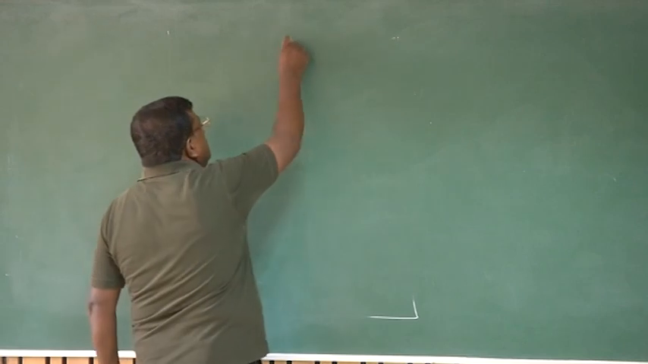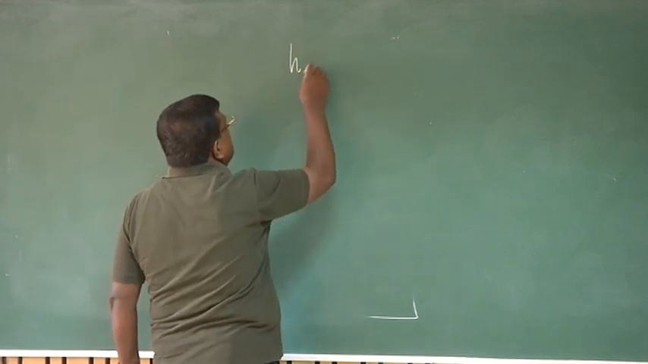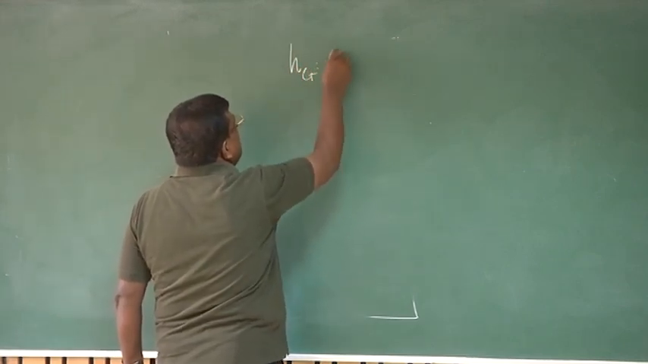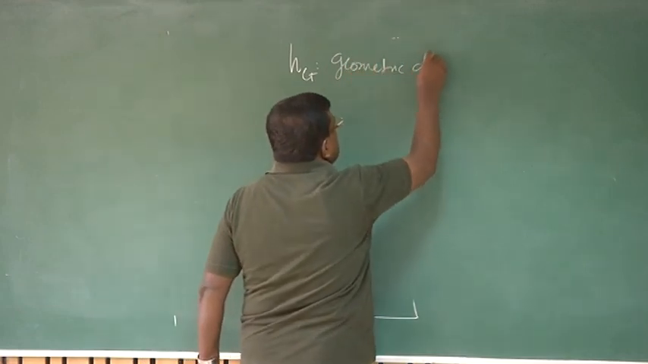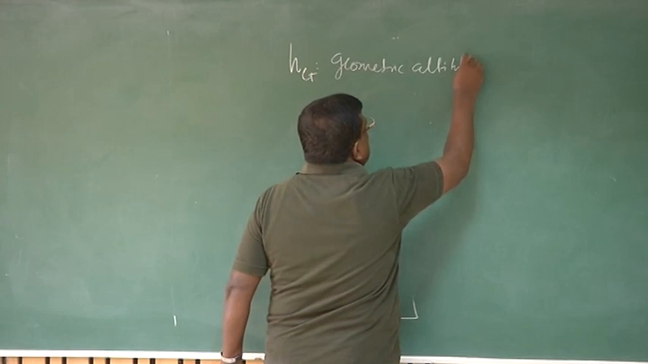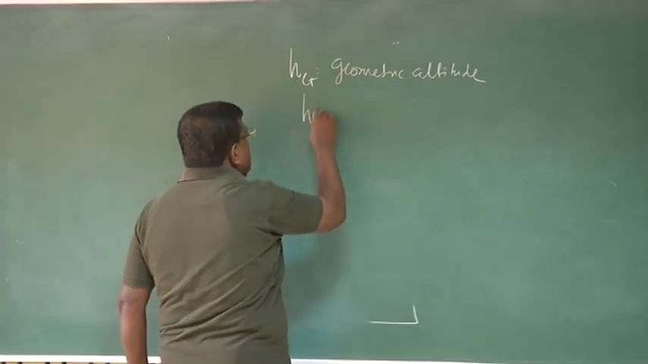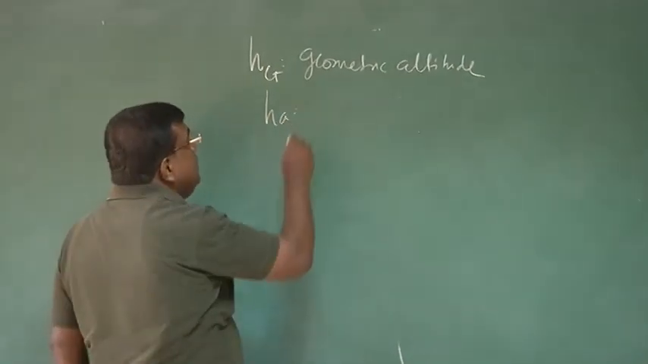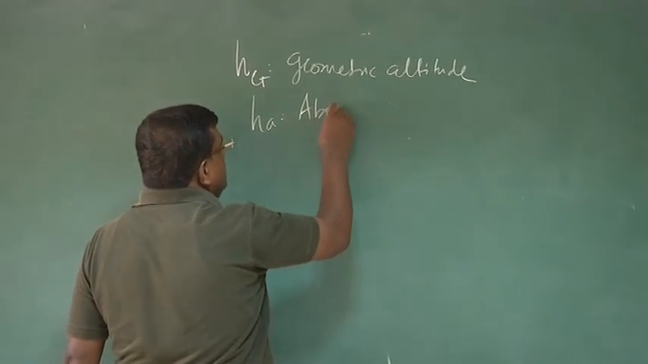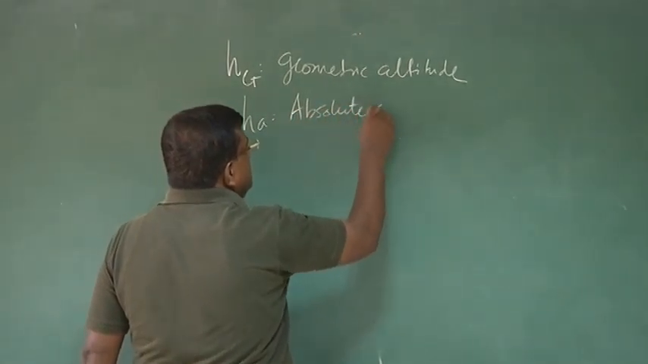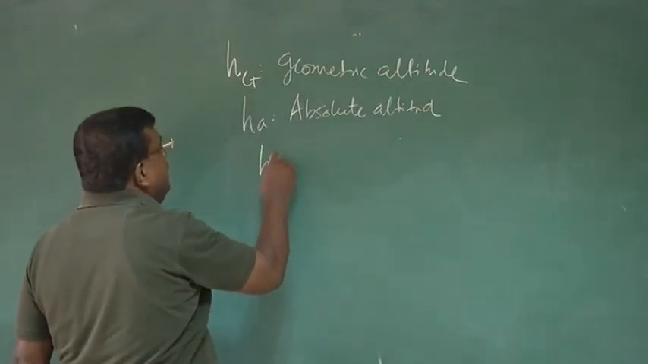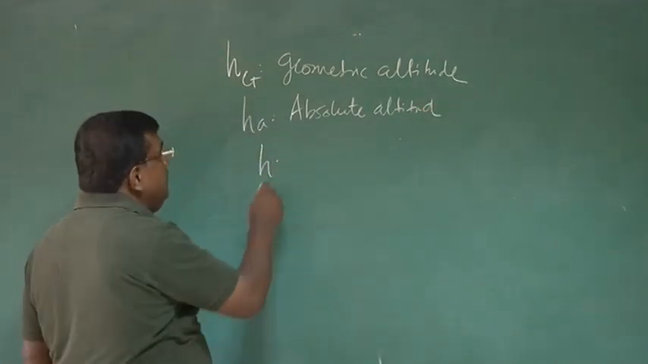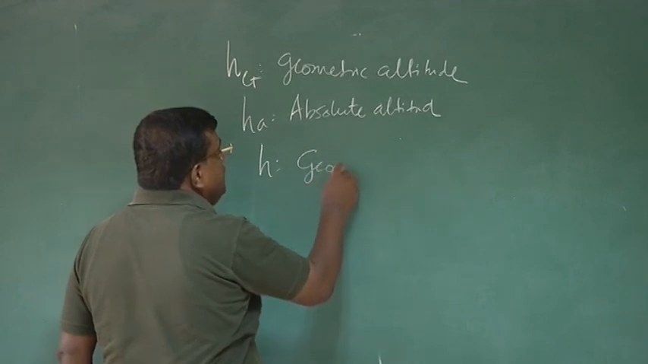We have just completed Hg, which is geometric altitude. We have talked about Ha, which is measured from the center of the Earth, which is called absolute altitude. We have also defined something H, which is fictitious altitude, which is also called geopotential altitude.